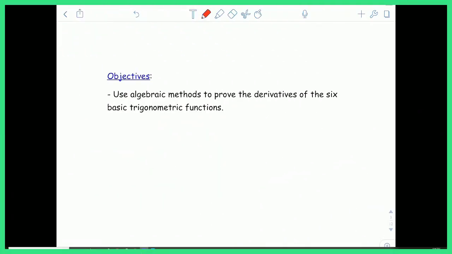Hey everyone, Mr. Shatter here to take a look at some proof in regards to the derivatives of the 6 basic trigonometric functions. So let's see if we can examine why the derivatives are what they are.